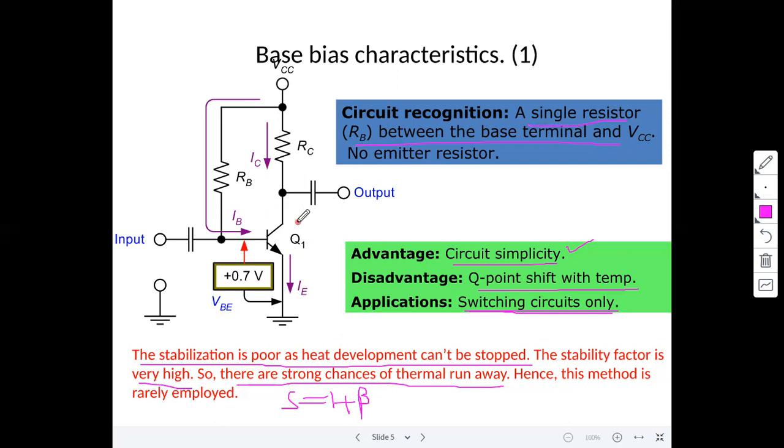Due to excess heat, power dissipation increases. As power dissipation increases, the temperature increases again, and IC increases. After a few cycles, the transistor itself is damaged. Hence this method is rarely used. This type of biasing is used only in switching circuits. Remember this: the first biasing circuit configuration, fixed bias or base bias, is not used for amplifier applications. It is used only for switching circuit applications.